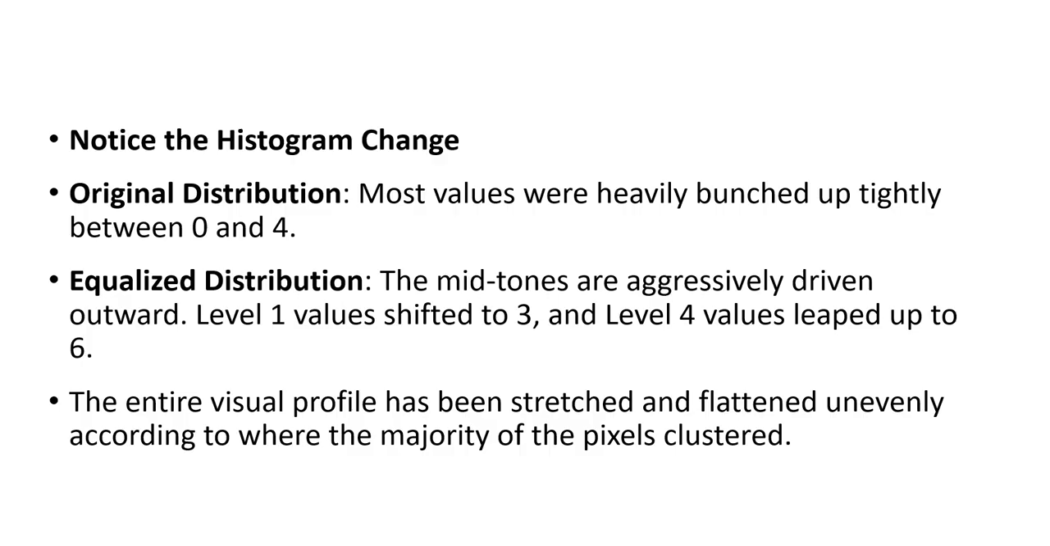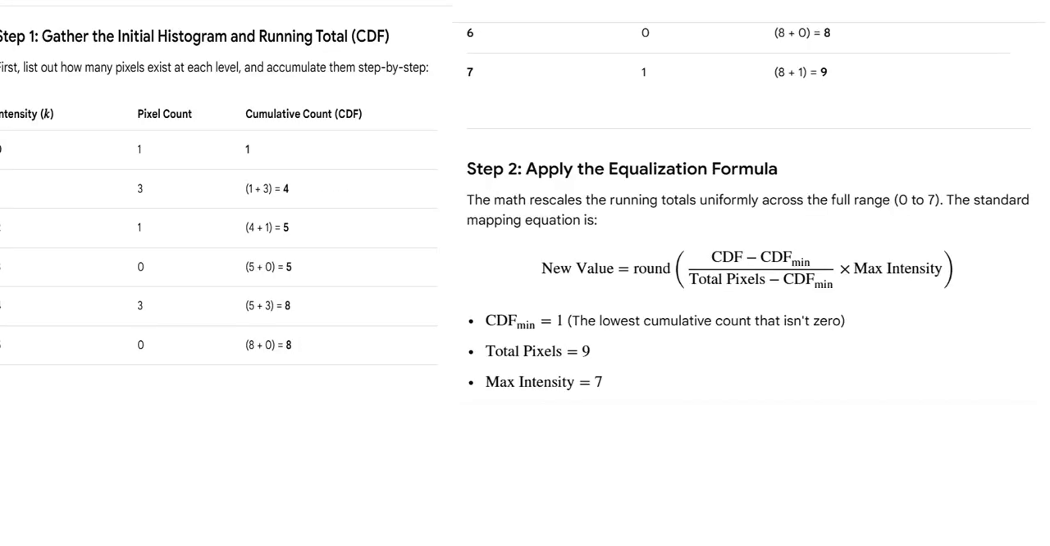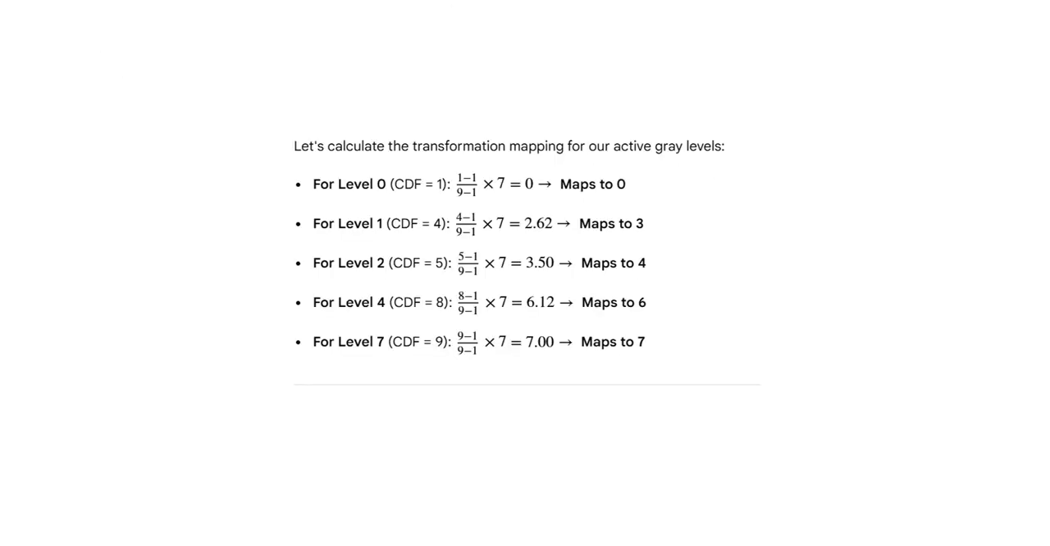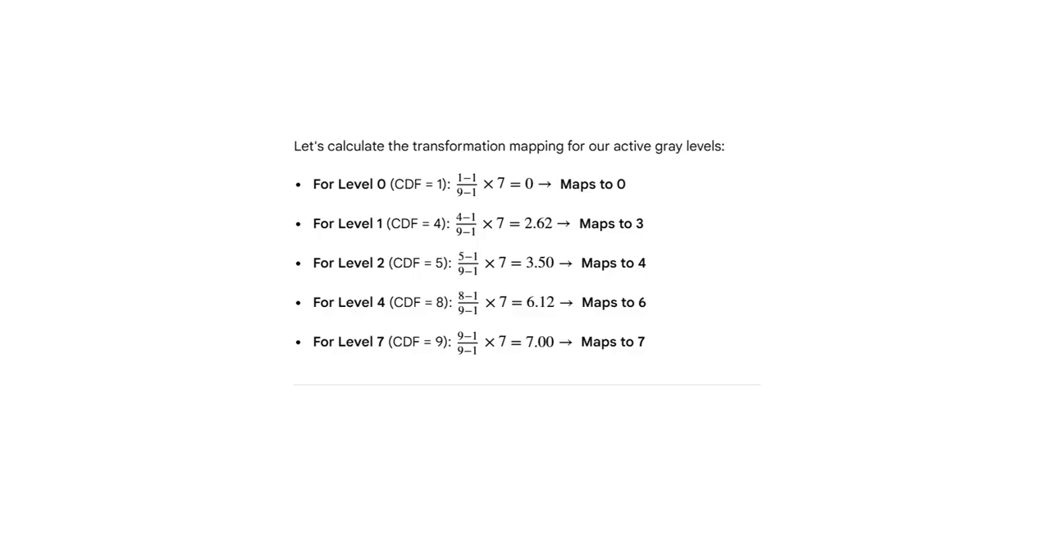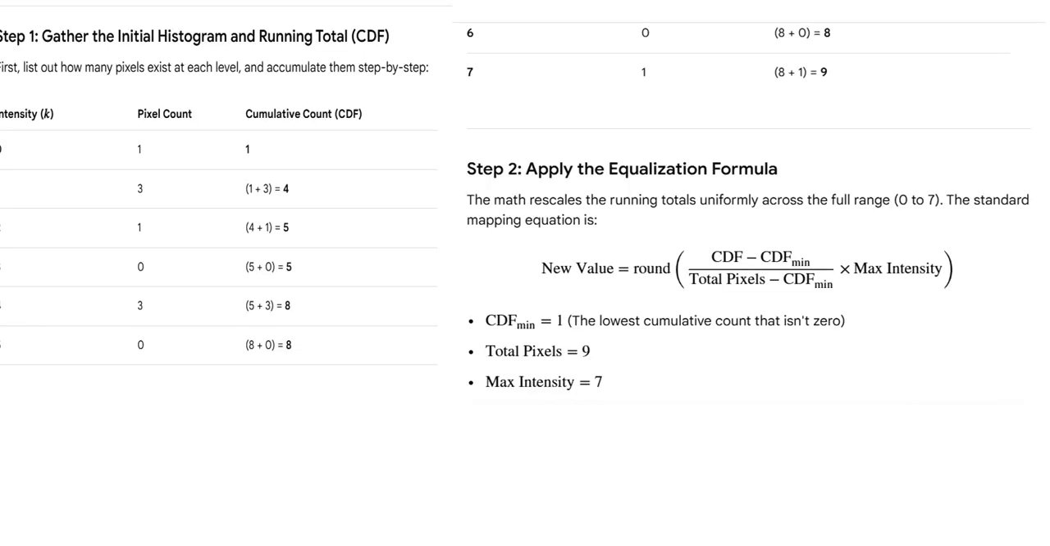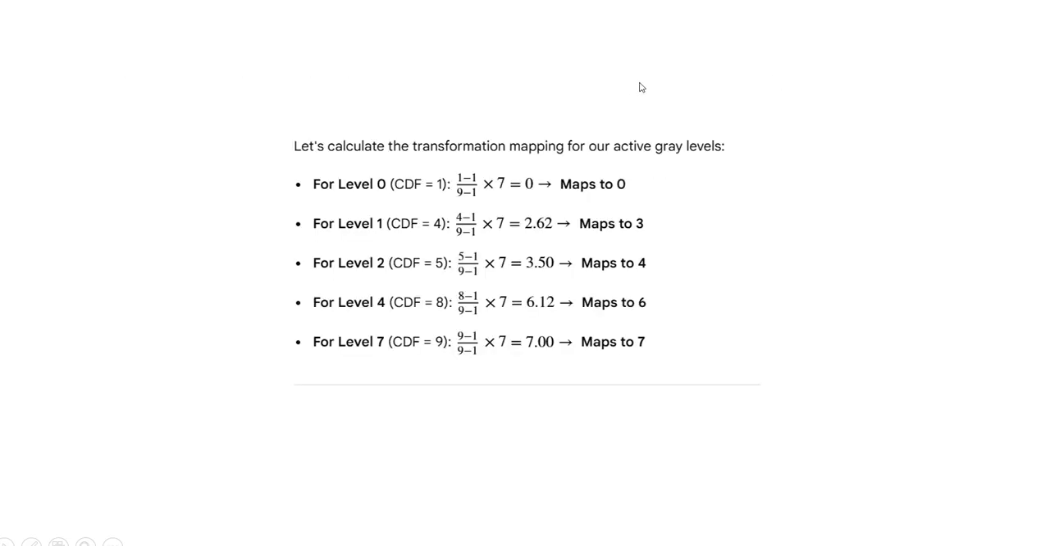And now, as you can see here, earlier the values were ranging from 0 to some range, that is at different intensity levels, and now it is at this particular level. So it will become 0, 3, 4, 6 and 7.